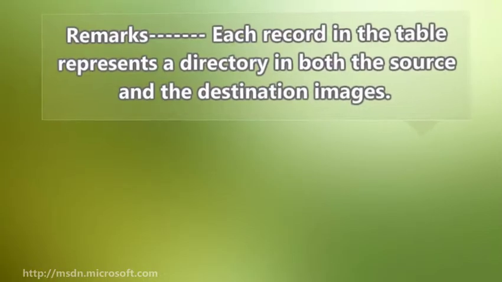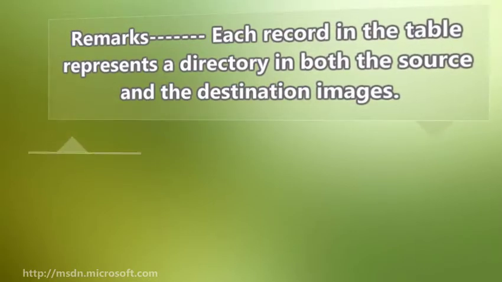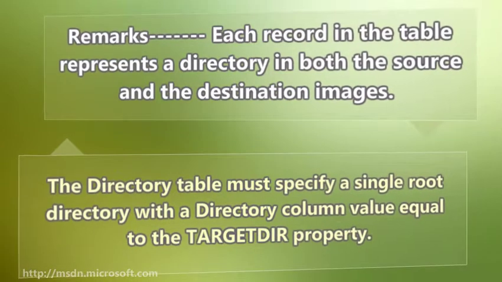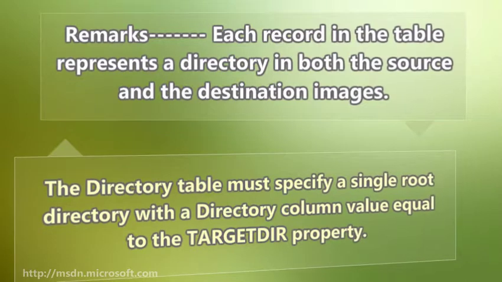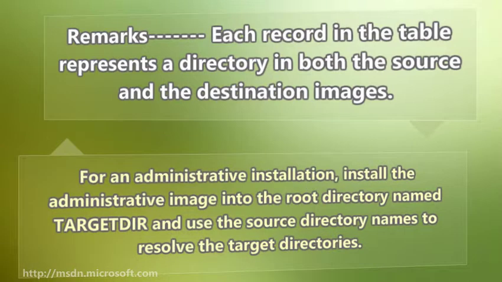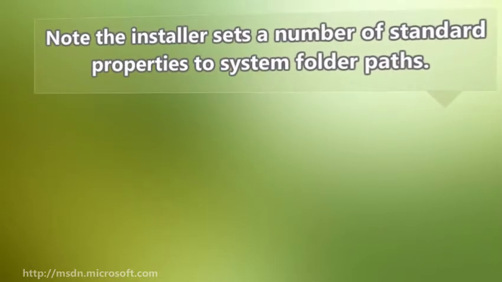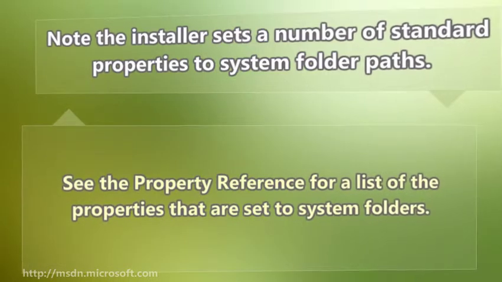Remarks. Each record in the table represents a directory in both the source and the destination images. The directory table must specify a single root directory with a directory column value equal to the TARGETDIR property. For an administrative installation, install the administrative image into the root directory named TARGETDIR and use the source directory names to resolve the target directories. Note the installer sets a number of standard properties to system folder paths. See the Property Reference for a list of the properties that are set to system folders.